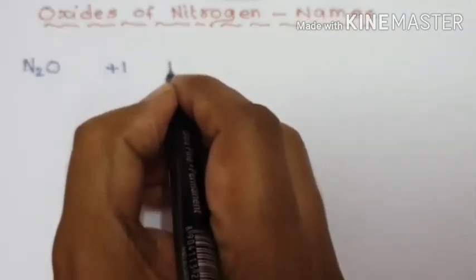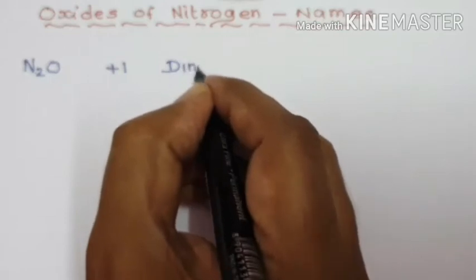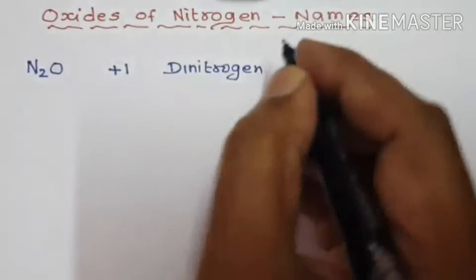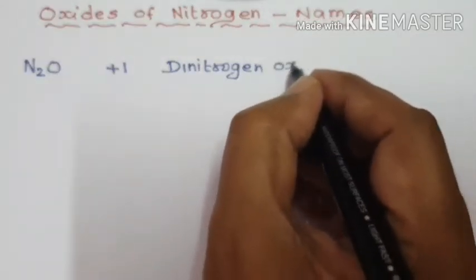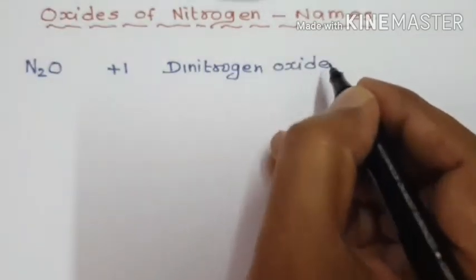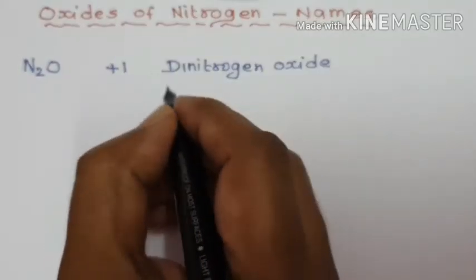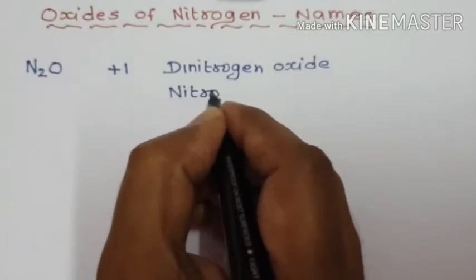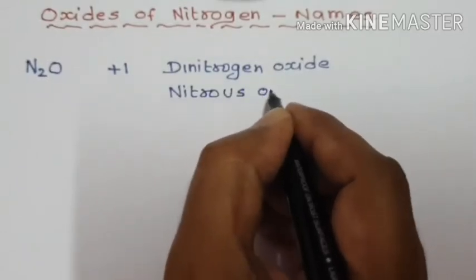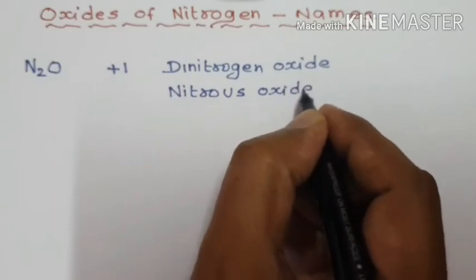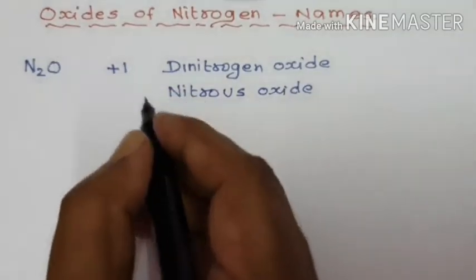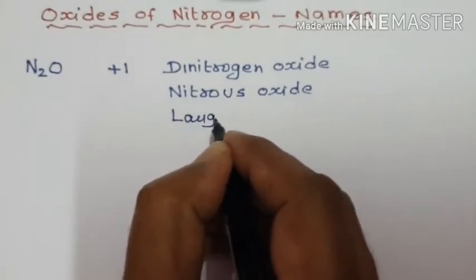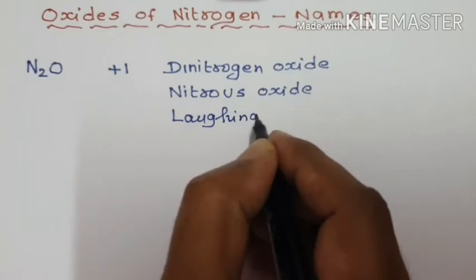N2O is called dinitrogen oxide, or it is also called nitrous oxide. And we know it is a laughing gas.